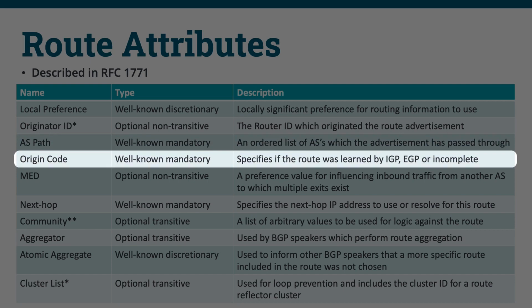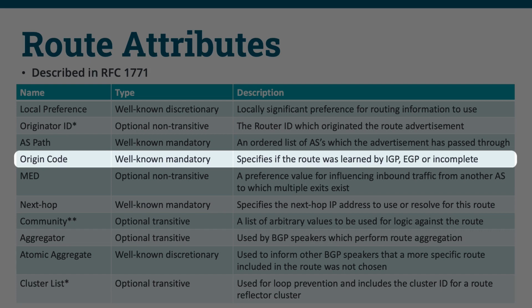The origin code attribute is also a well-known mandatory transitive attribute. It is used to identify the source of the routing information contained in the advertisement. This has one of three values. Either the route was learned by an interior gateway protocol, the exterior gateway protocol, or the information is incomplete, meaning the source is unknown.